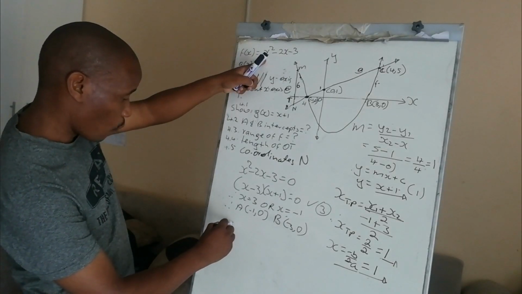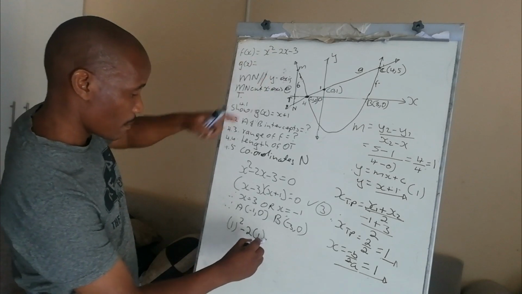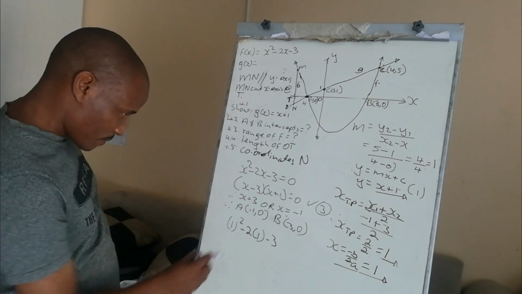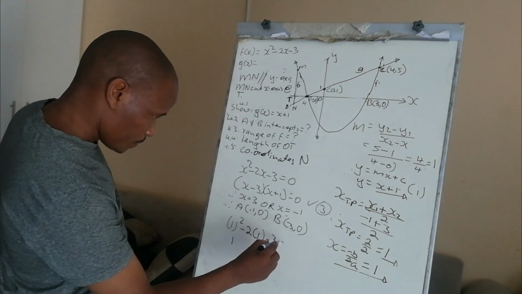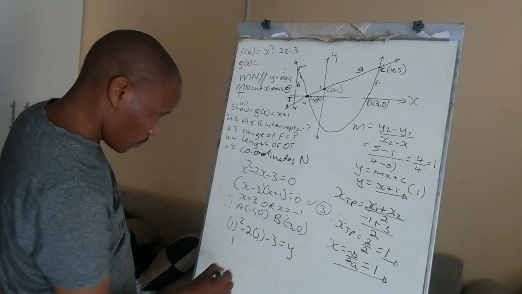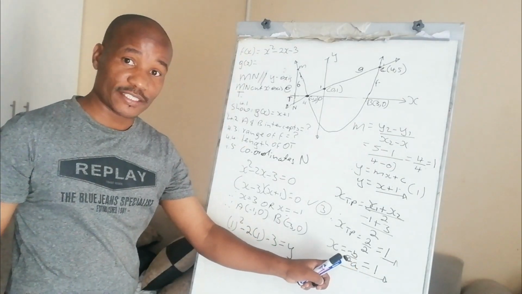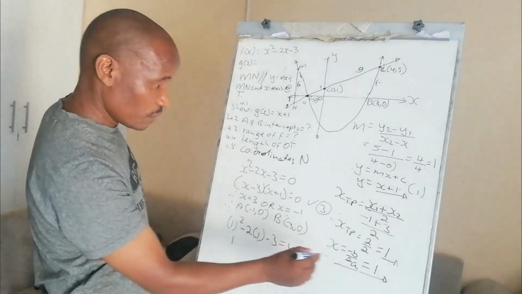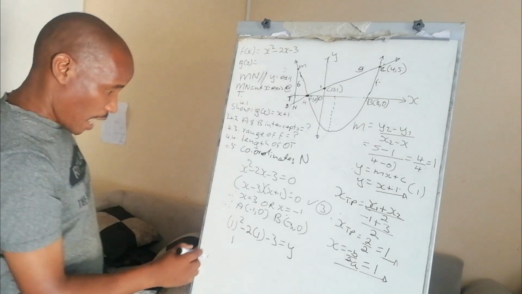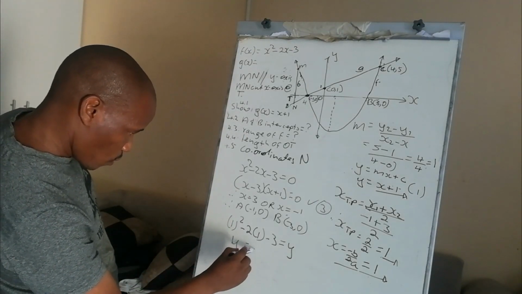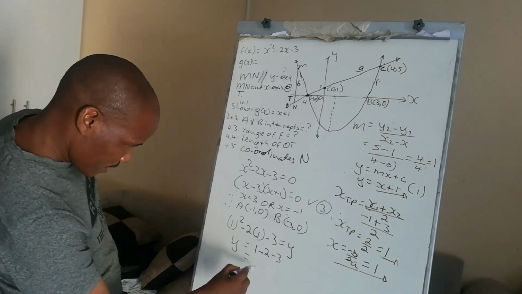Now, let's put this x turning point, or the axis of symmetry, into our original equation. And it is equal to what? 1 squared minus 2 into 1 minus 3. It's equal to y, because we are now trying to find the y value, because we have calculated the x turning point there. Meaning we've got 1, this point there is 1. Now y is equal to 1 minus 2 minus 3. This is the same as minus 4.